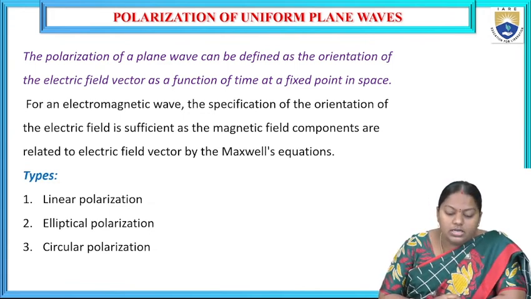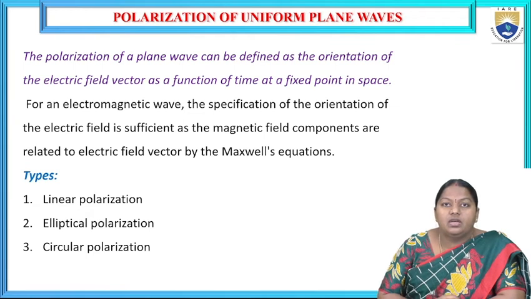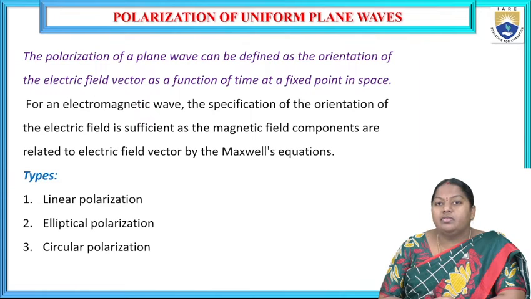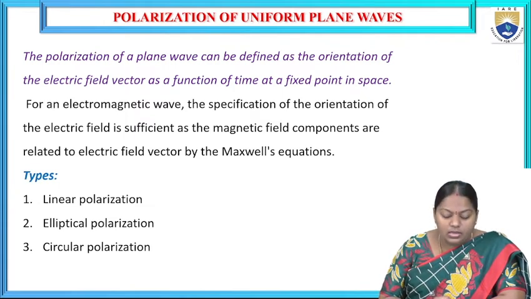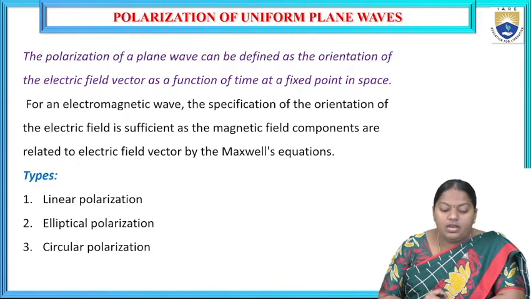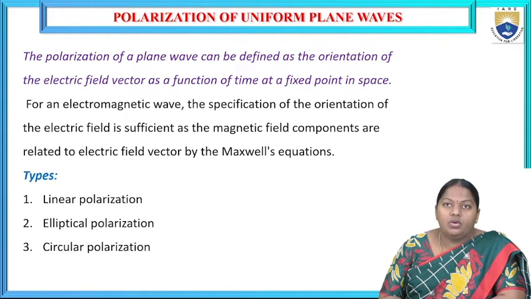Firstly, what do we mean by polarization? How many types of polarizations exist? When is the wave said to be linearly polarized, when is it said to be elliptically polarized, and when is it said to be circularly polarized? Depending on this, we will first define polarization of uniform plane waves, then go on to a detailed analysis of linear polarization and the different types of polarizations.